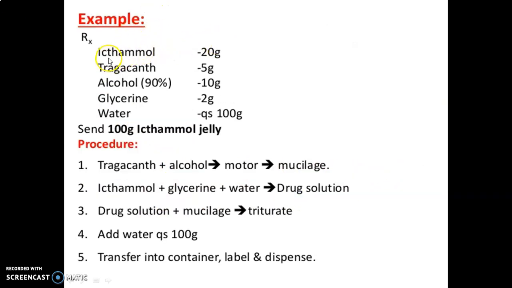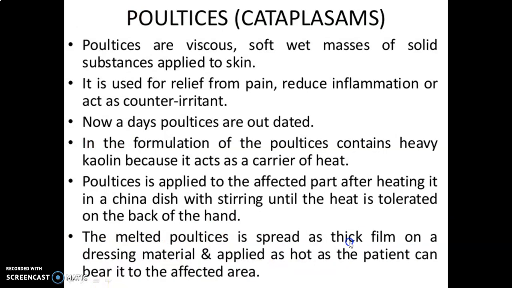Then an example: Istamol 20 gram, Tragacanth 5 gram, alcohol 90% 10 gram, glycerin 2 gram, water quantity sufficient up to 100 gram, to make 100 gram of Istamol jelly. Procedure: take tragacanth plus alcohol in a mortar, and mucilage will be formed. Again take Istamol plus glycerin plus water, and a drug solution will be formed. Then add the drug solution to the mucilage, triturate again, add water quantity sufficient up to 100 gram, transfer into a container, label and dispense.